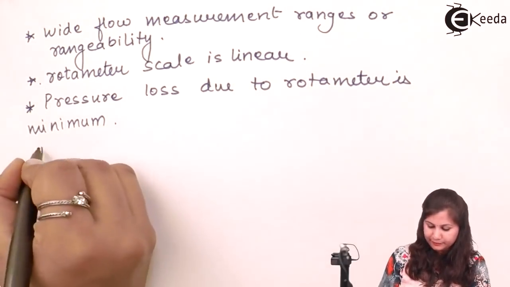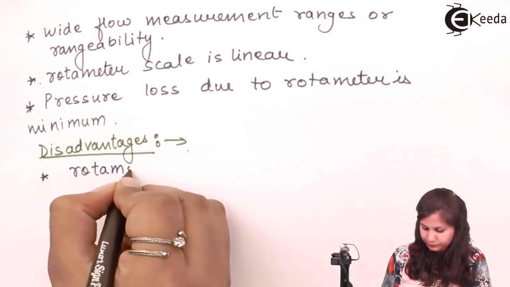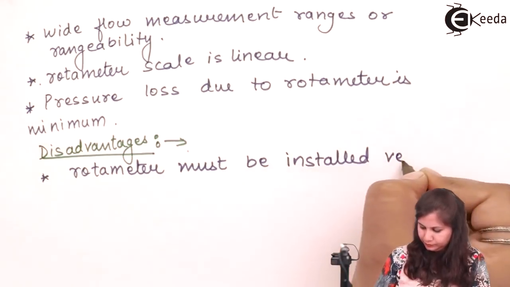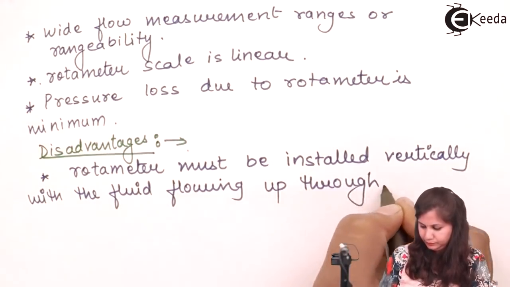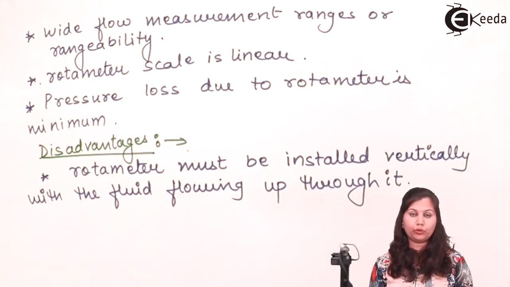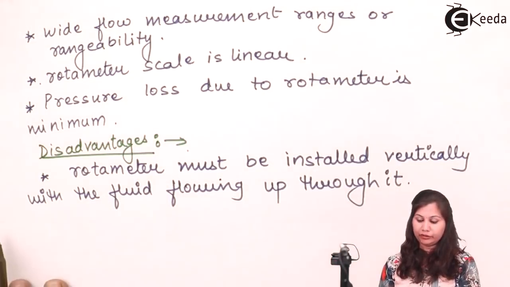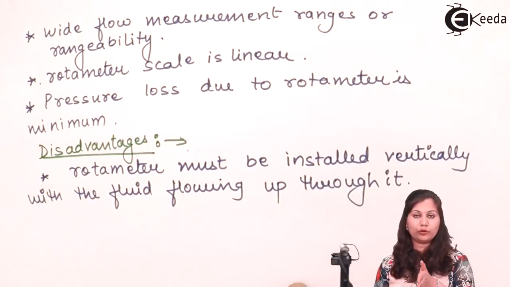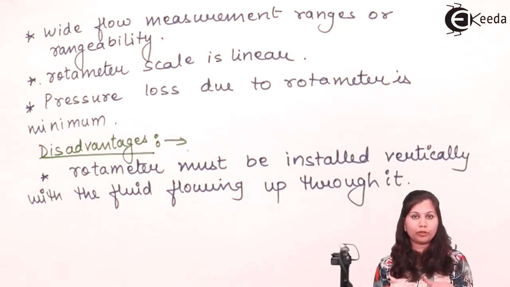Next come its disadvantages. In rotameters, gravity plays a very important role because gravity is pulling the float downwards and fluid flow is causing it to move in the upward direction. So the rotameters must be installed vertically with the fluid flowing up through it. So the rotameter should be kept in the vertical position with the fluid entering from the bottom, so that the float can be raised up with the fluid flowing.